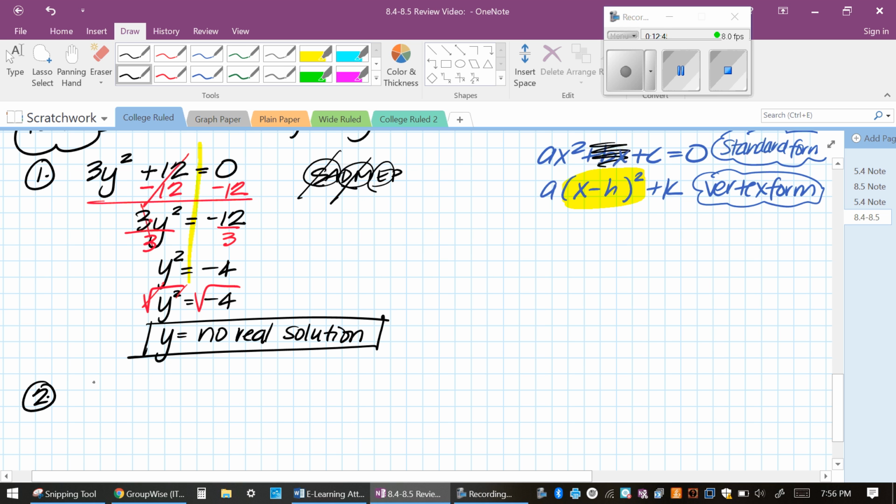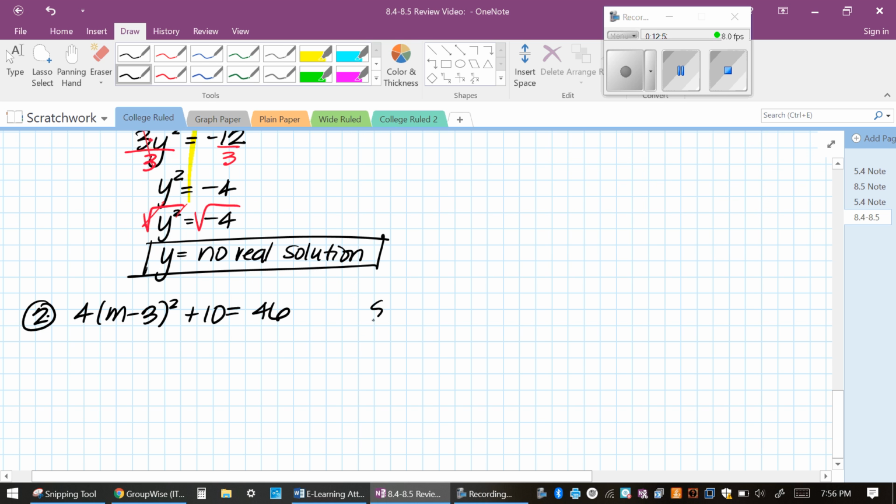Okay, number 2. This one is written in vertex form. So here I'm following SADMAP, but remembering that parentheses should always be my last step. Cancel subtraction and addition. And remember, you are never allowed to distribute when you have a binomial squared. So you can't distribute the 4, and you can't distribute the squared when you have a polynomial with an exponent.